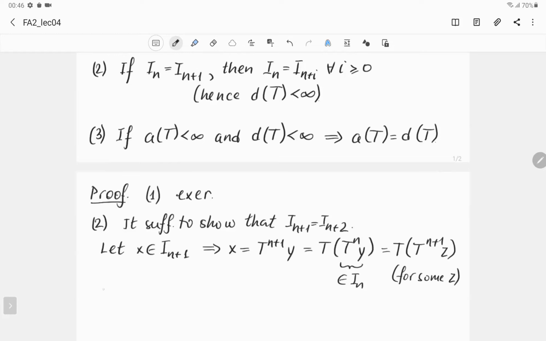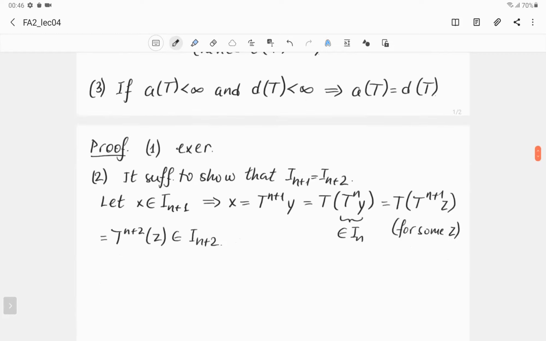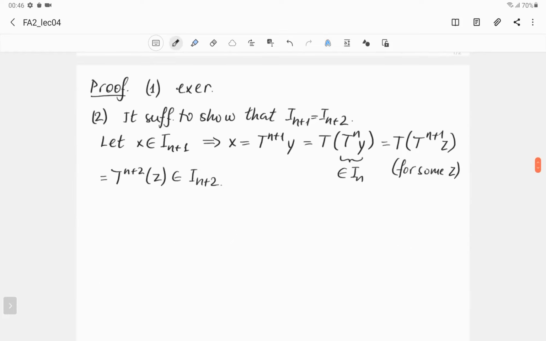So as a result, we see that this is T to the power n plus 2 of z, and this sits in R(T^(n+2)). And that's it. So we see that R(T^(n+1)) equals R(T^(n+2)). Okay, now part 3.